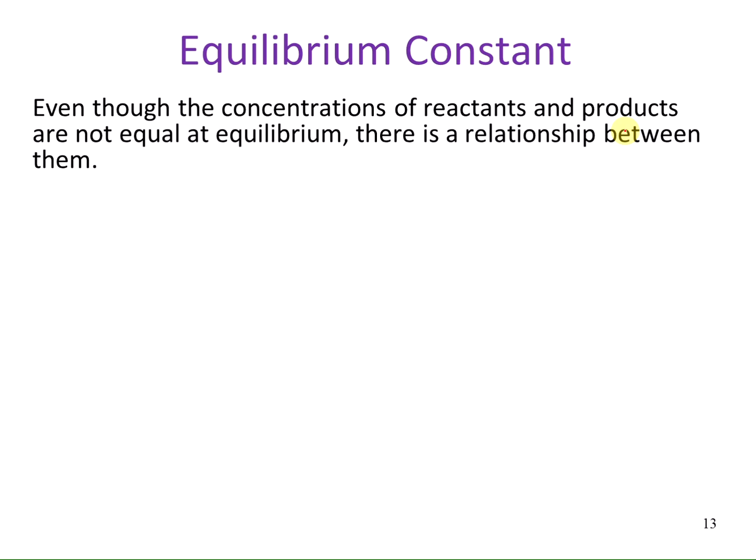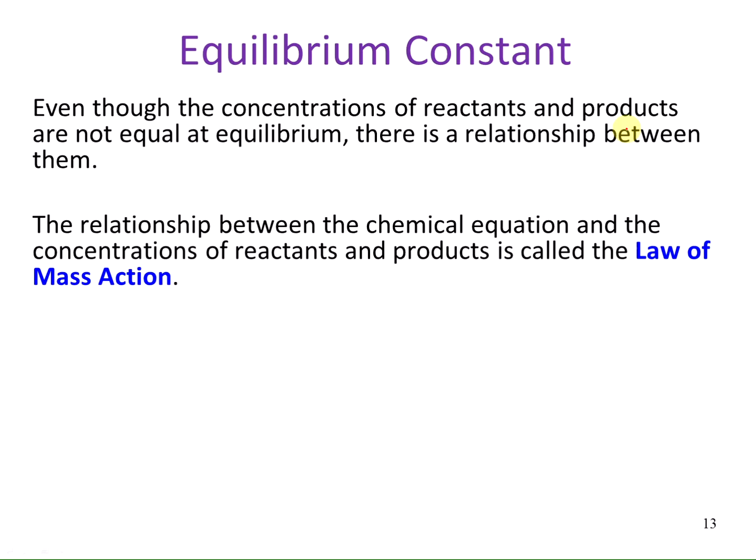To describe these equilibria, we use the equilibrium constant. Even though the concentrations of reactants and products are not equal at equilibrium, there is a relationship between them, and the equilibrium constant relates them. The relationship between the chemical equation and the concentrations of reactants and products is called the law of mass action.